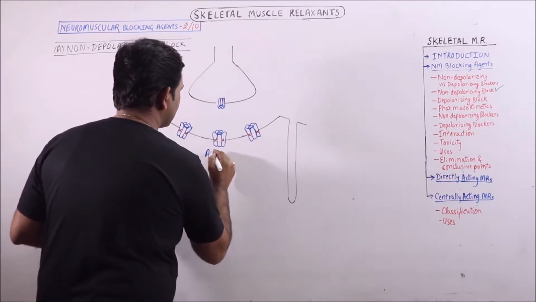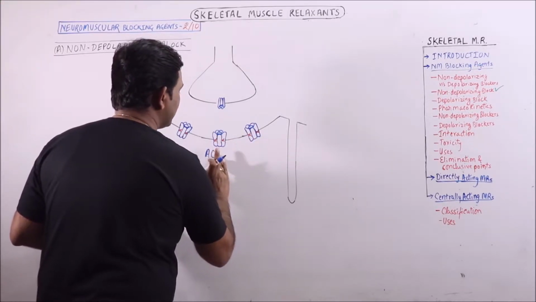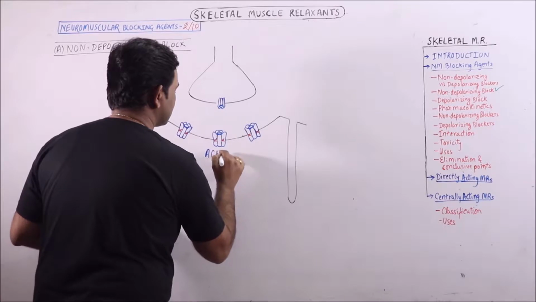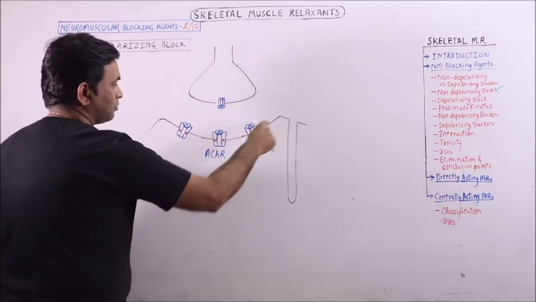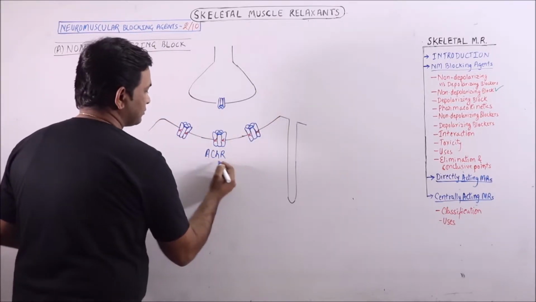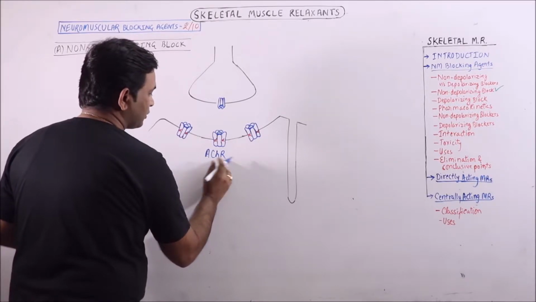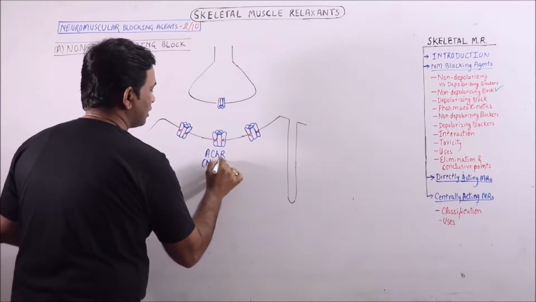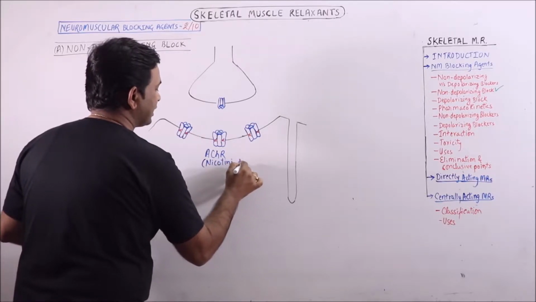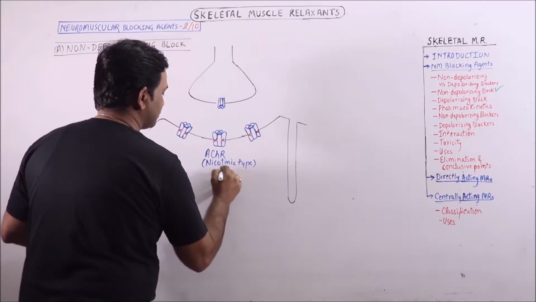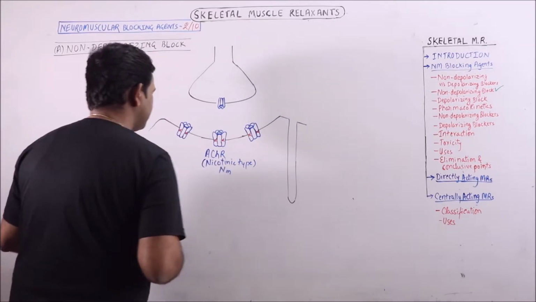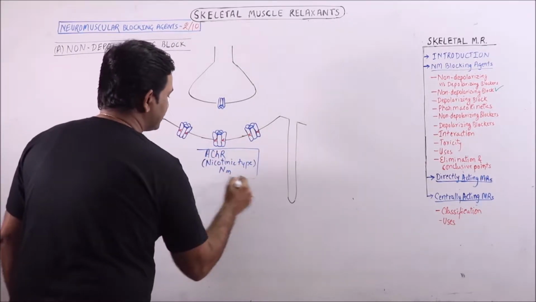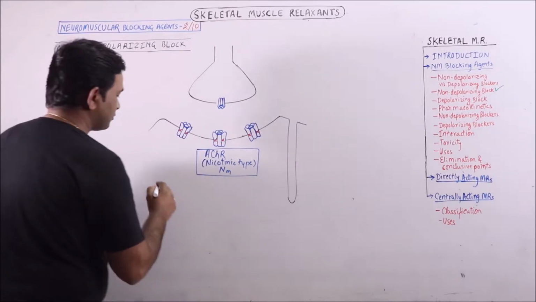These are acetylcholine receptors on the end plate or motor end plate, and these acetylcholine receptors are nicotinic type, NM type. Now few important points regarding these receptors.